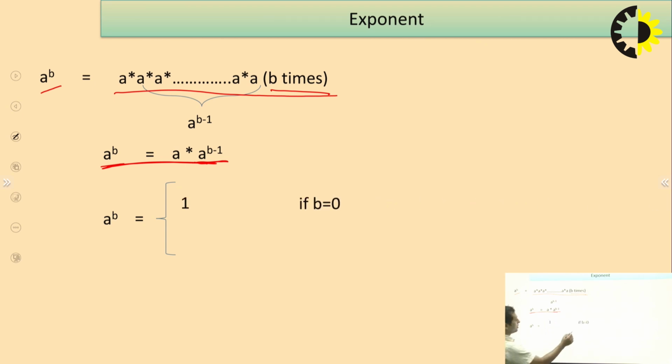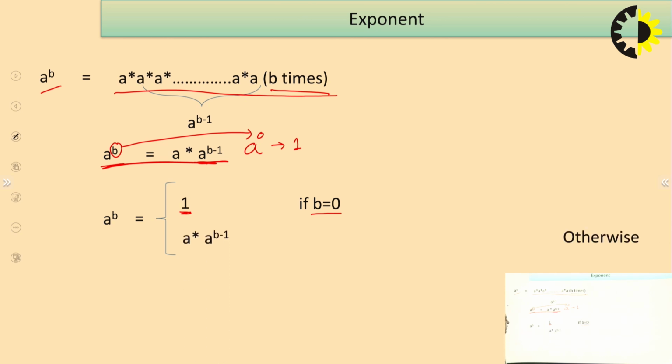So this is the base case: a power 0. If the value of b is 0, then what will be the value of a power 0? That is 1. This is the base case, so give the result 1. Otherwise, this will give the result a into a power b minus 1. So the main problem is represented in terms of its own subproblem.